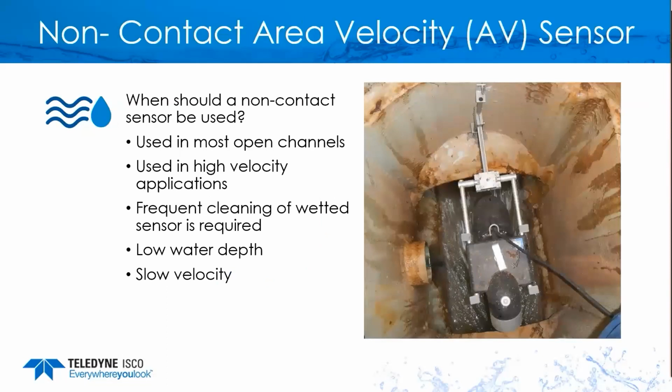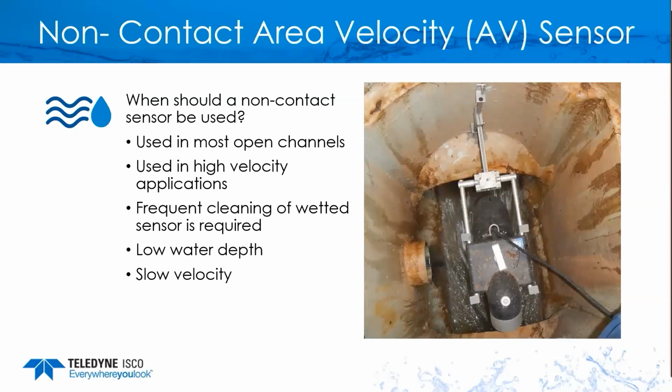So when should a non-contact sensor be used? You can use them in most all applications, open channel flow, because they're so versatile, being able to use them on low flows, high flows, low levels, high levels. So they're the most versatile sensor. So you can use them in most applications. As we saw with that previous slide, the high velocity non-contacts work better.